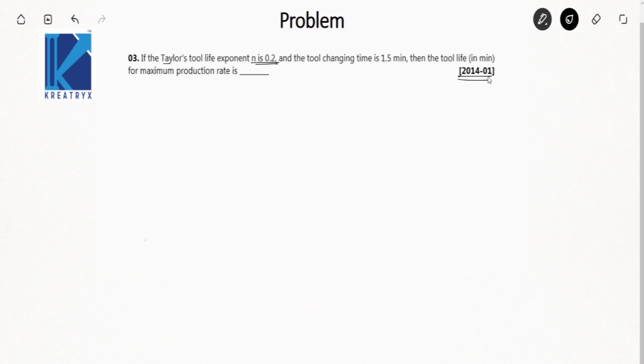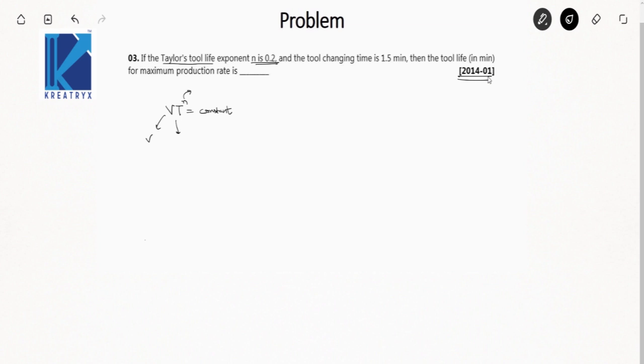So what is basically Taylor's tool life exponent? Now the simplified Taylor's tool life equation is represented by V t to the power n equals a constant. See friends, this is a simplified Taylor's tool life equation, where V is velocity, T is tool life, and n is the exponent.